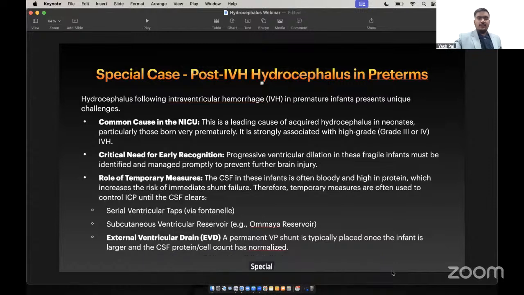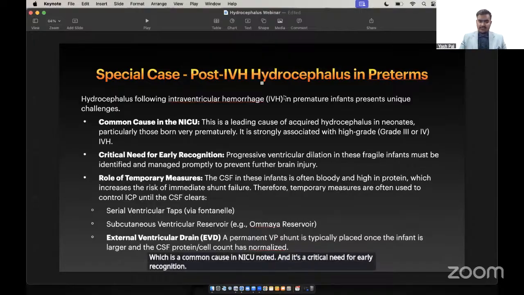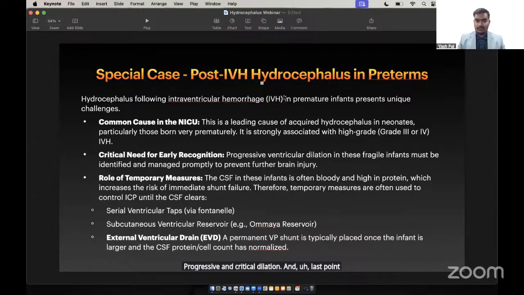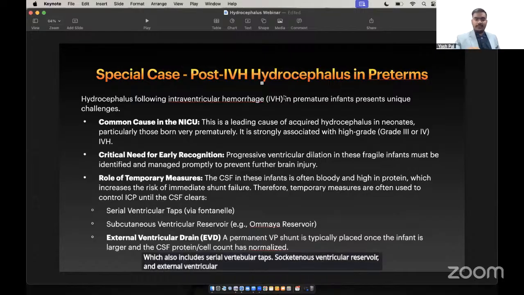A special case is post-intraventricular hemorrhage hydrocephalus in preterms, which is a common cause noted in the NICU. There's a critical need for early recognition of progressive ventricular dilation, and the last point is the role of temporary measures, which include serial ventricular taps, subcutaneous ventricular reservoir, and external ventricular drain, which is EVD in abbreviation.